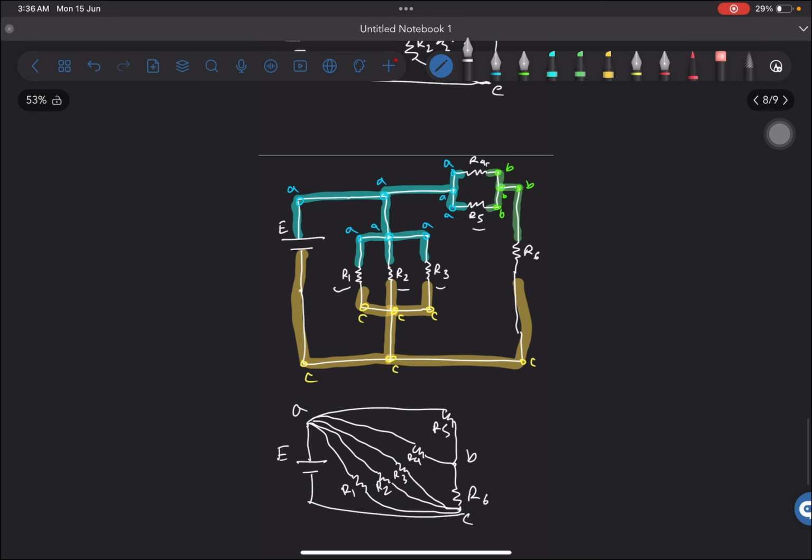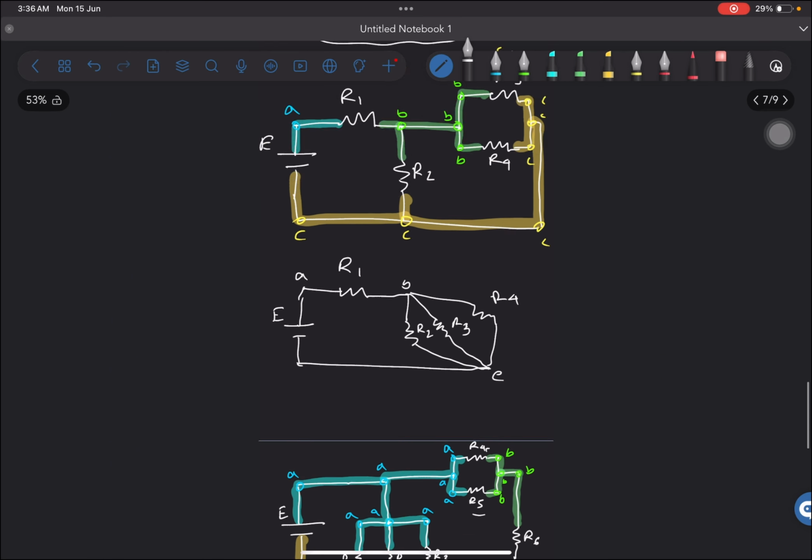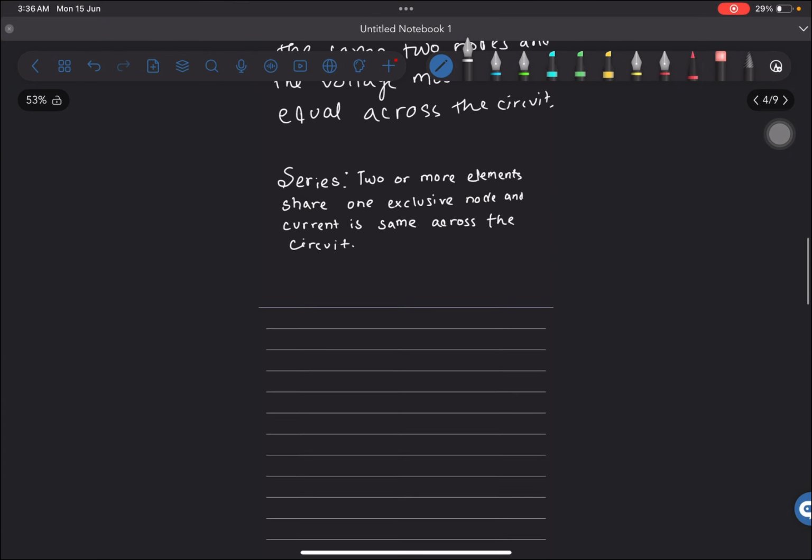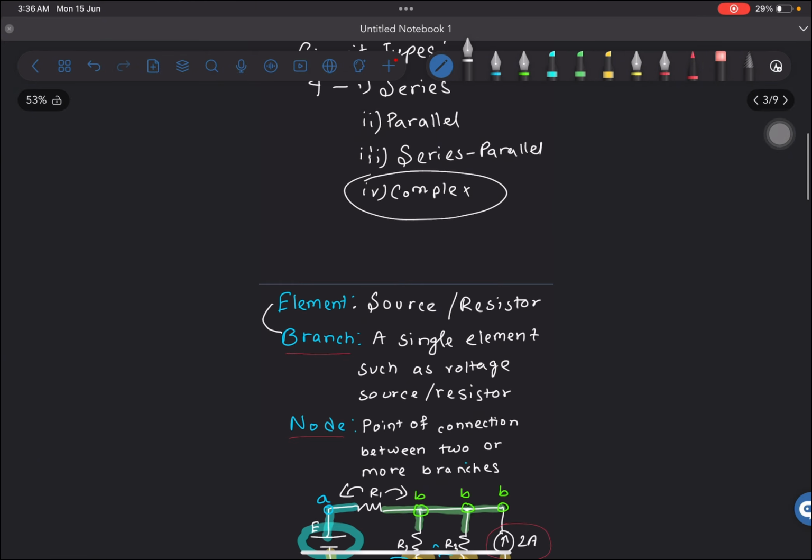So by now, hopefully you understood what nodes are, what branches are, and how to redraw series and parallel circuits. And this is all for today. Thank you.